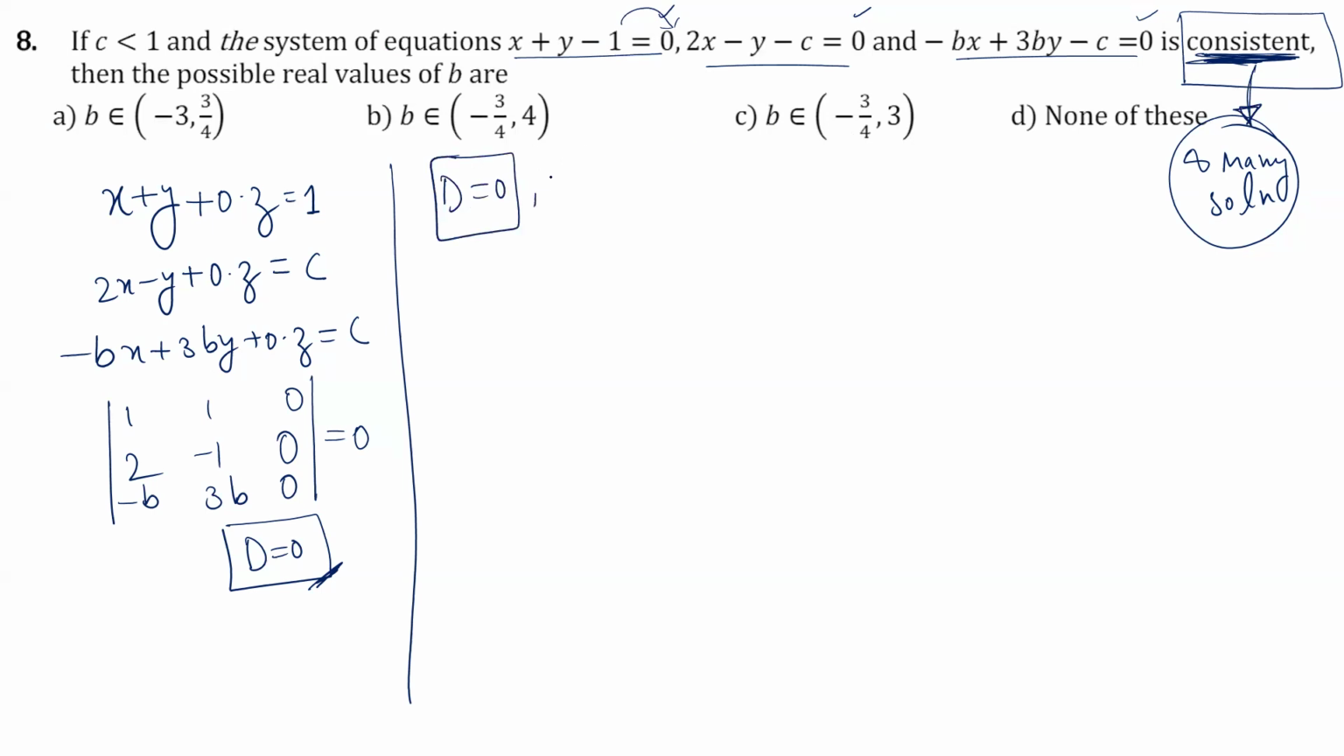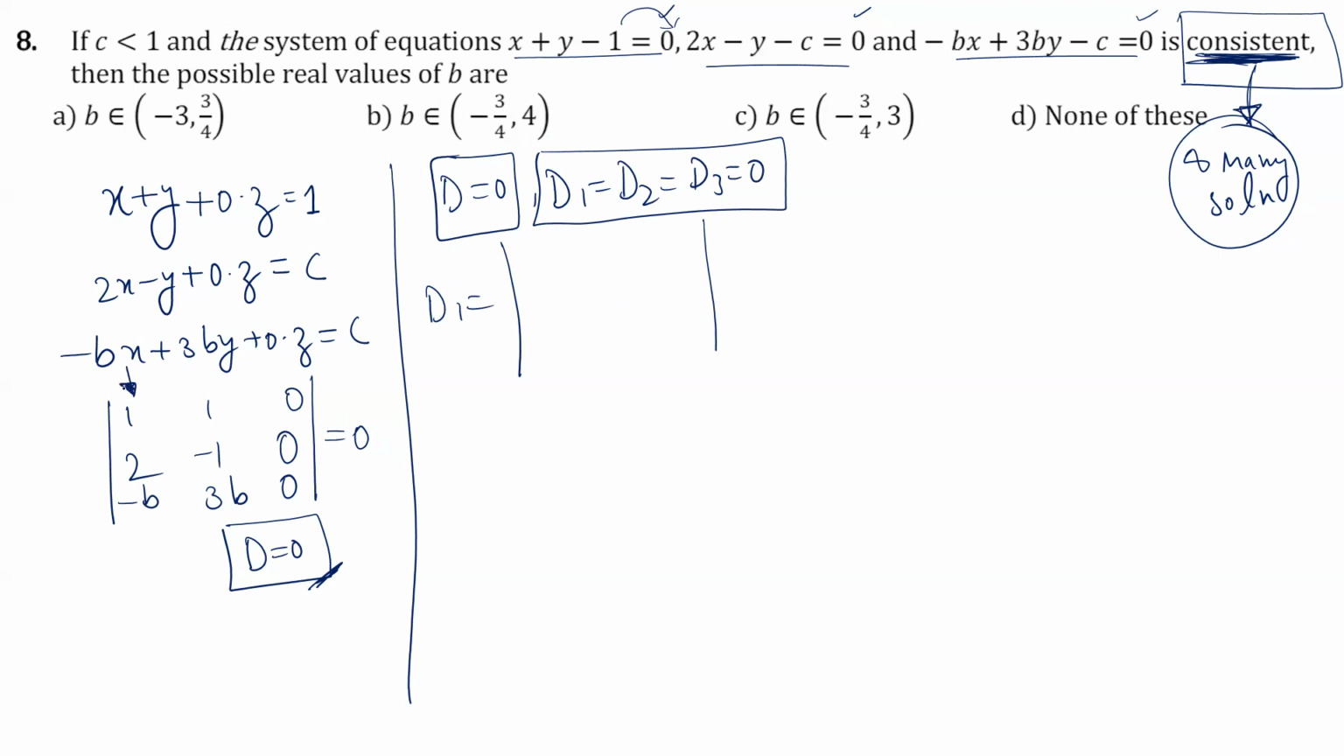For infinite solutions we need D1, D2, D3 also to be 0. So if these have to be 0, we have to write D1. D1 will be how much? If you observe, you just have to remove the coefficient of x from column 1 and put the constants there. So 1, c, c, rest will be the same. You can see still the third column is 0. That means this will be 0.